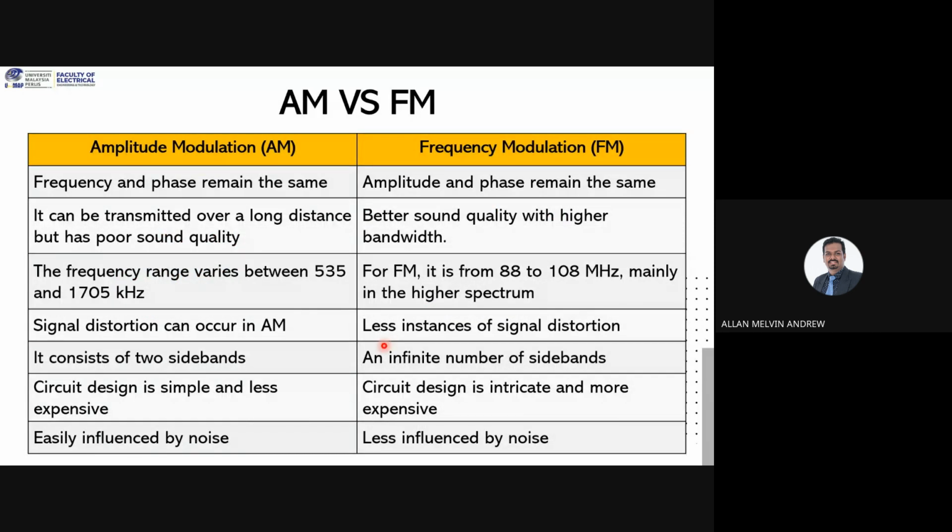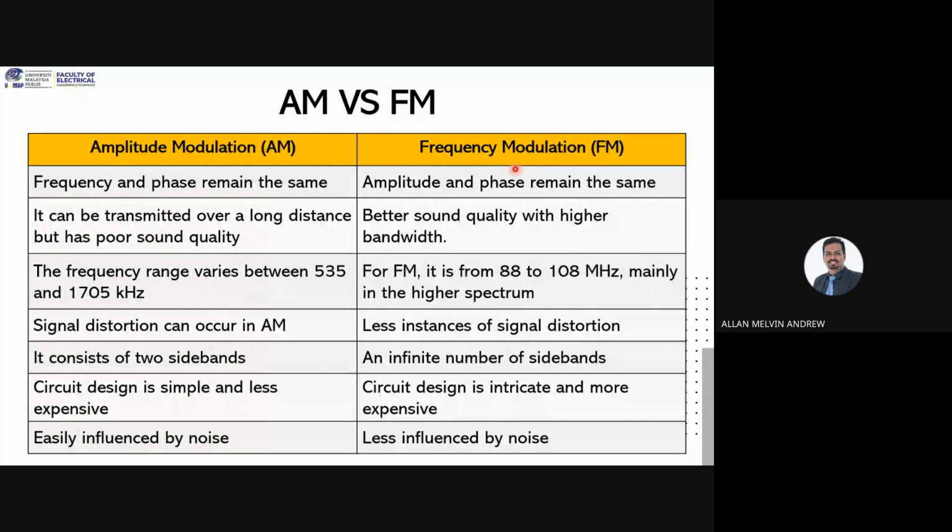So AM versus FM. In amplitude modulation, we are not changing the frequency, we are changing the amplitude. But in frequency modulation, we are changing the frequency, and the amplitude and the phase remain the same. AM can be transmitted over a long distance, but with poor sound quality. You can send it to a very far place, but the farther it goes, the sound quality will become poorer.